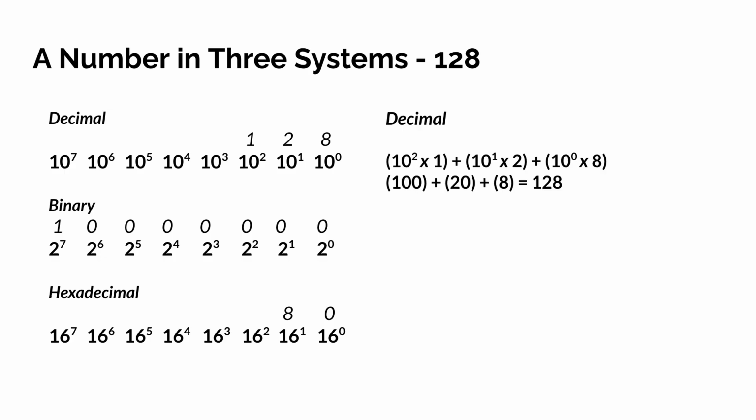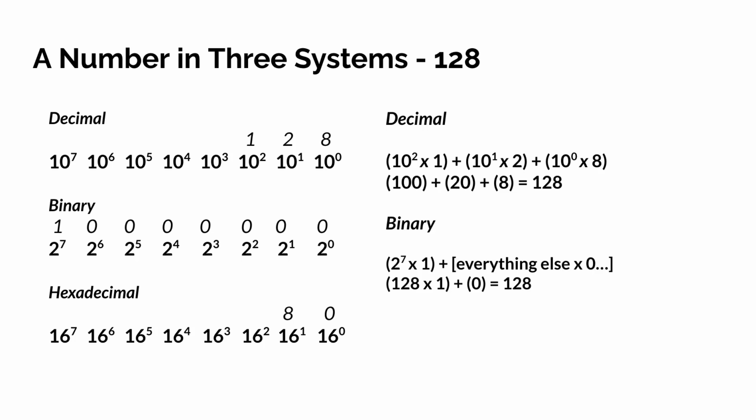It looks like this. In decimal, it's pretty straightforward. You've seen this since you were a kid. In binary, it's 2 to the 7 times 1, plus where everything else is 0, we're just multiplying by 0, so it becomes 0.